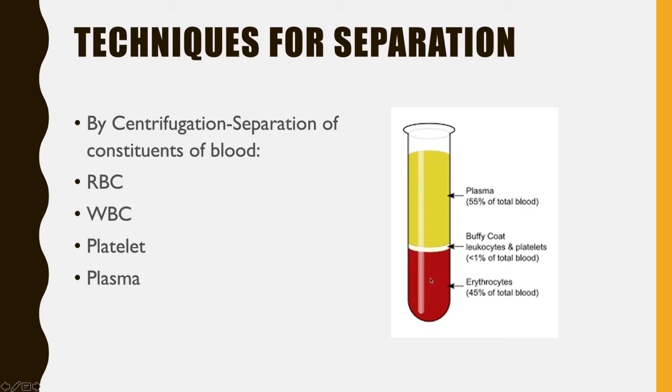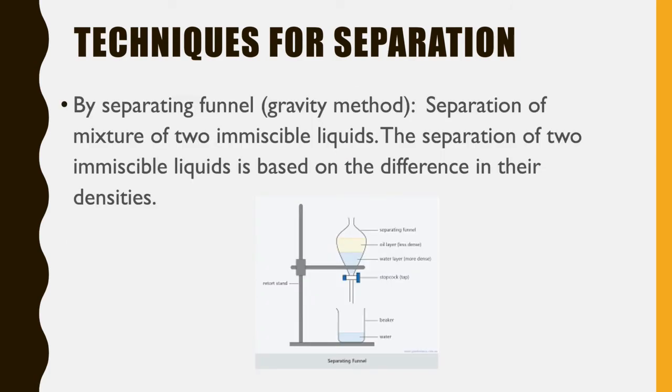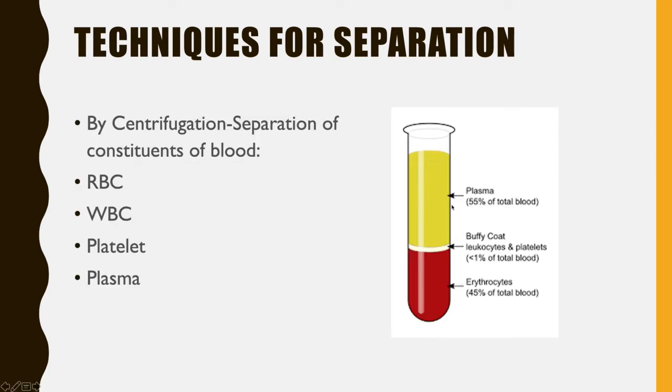Then the leukocytes and platelets, this layer can also be named the Buffy coat. It is very important, okay? You have to remember the term Buffy coat. And the plasma is the lightest part of the blood, so that's why the plasma comes on the top portion. So this is the process through which you can separate the components of the blood.